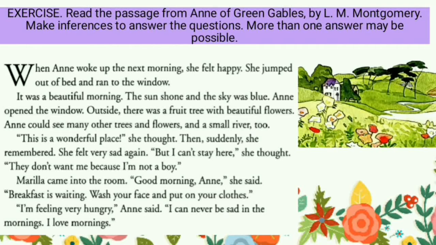When Anne woke up the next morning, she felt happy. She jumped out of bed and ran to the window. It was a beautiful morning. The sun shone and the sky was blue. Anne opened the window. Outside, there was a fruit tree with beautiful flowers. Anne could see many other trees and flowers, and a small river too. "This is a wonderful place," she thought. Then suddenly she remembered. She felt very sad again. "But I can't stay here," she thought. "They don't want me because I'm not a boy."